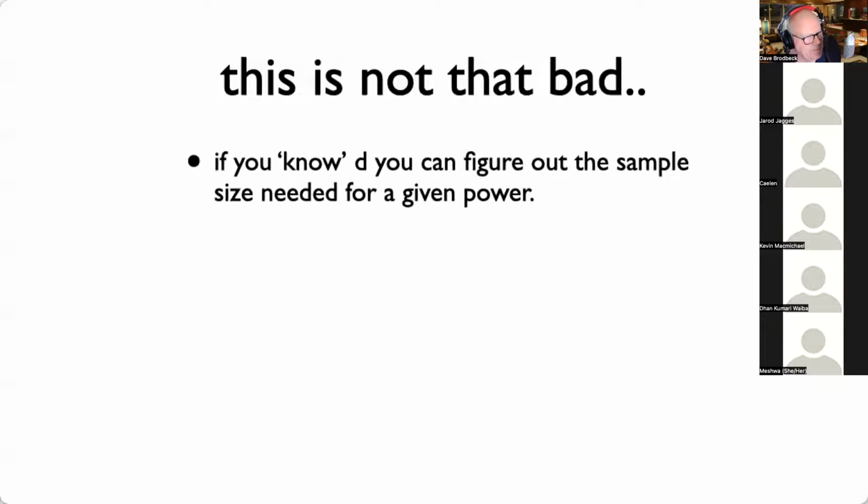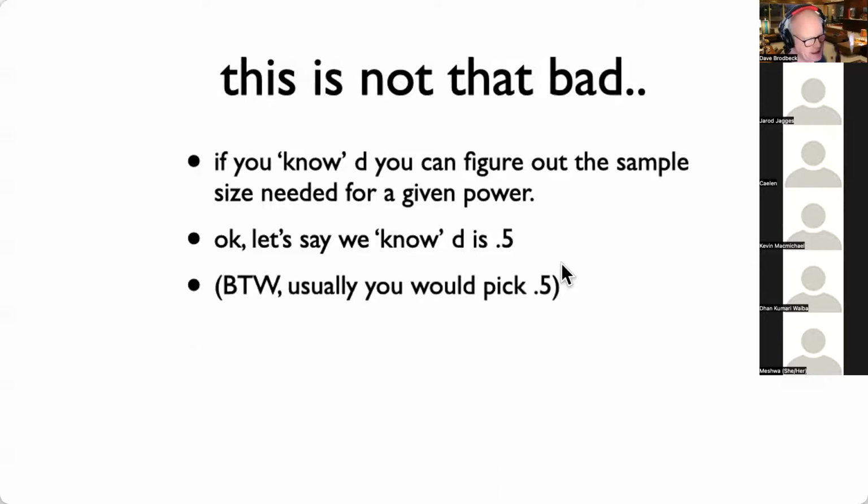So if you know D, you can figure out the sample size for a given power. So let's say we know that D is 0.5. In other words, 0.67 overlap, which is just a massive overlap, but let's just say. You usually pick 0.5. Anything under 0.5, most people would say that may be statistically significant, but it's practically meaningless. Like I was talking about with the idea of finding differences in big toe sizes between, I don't know, sociologists and psychologists.